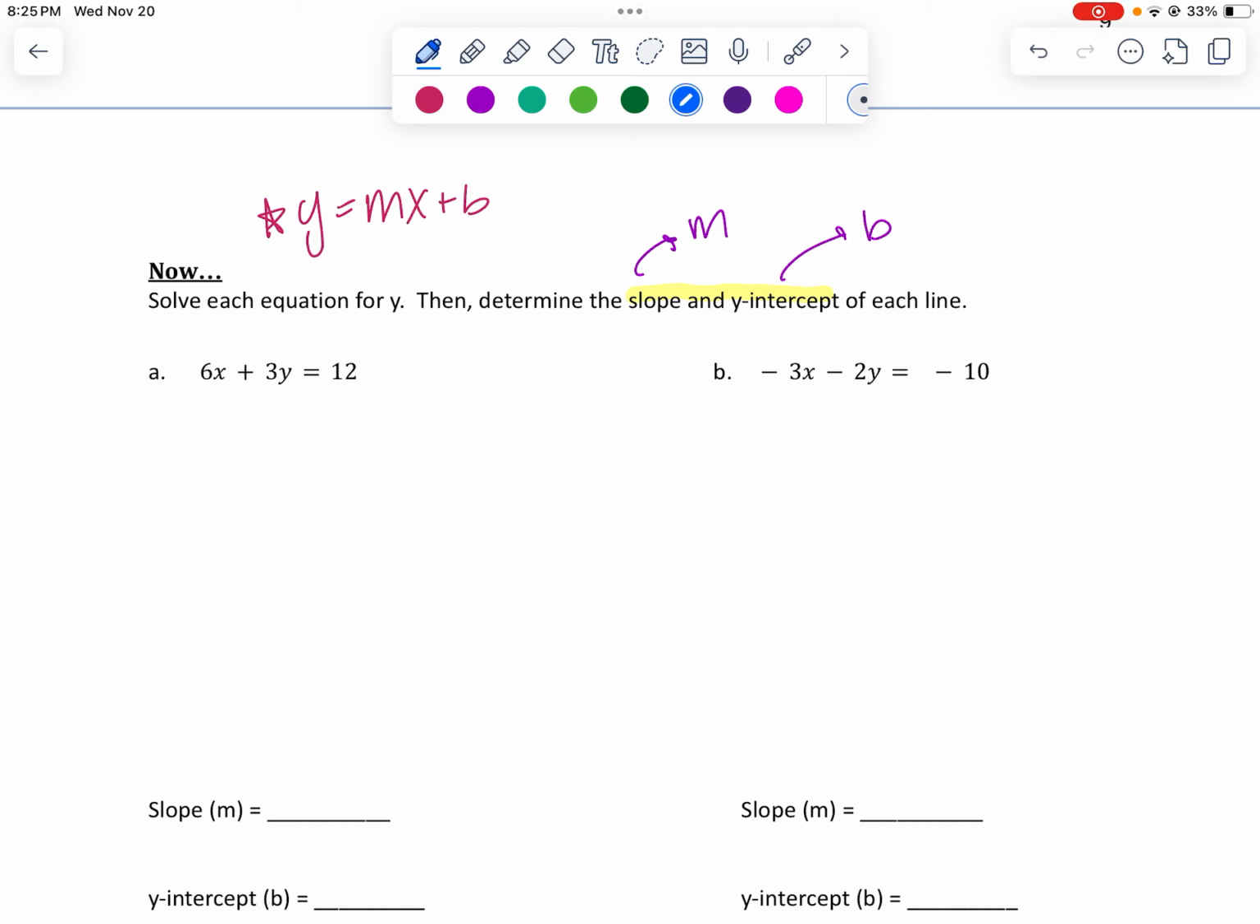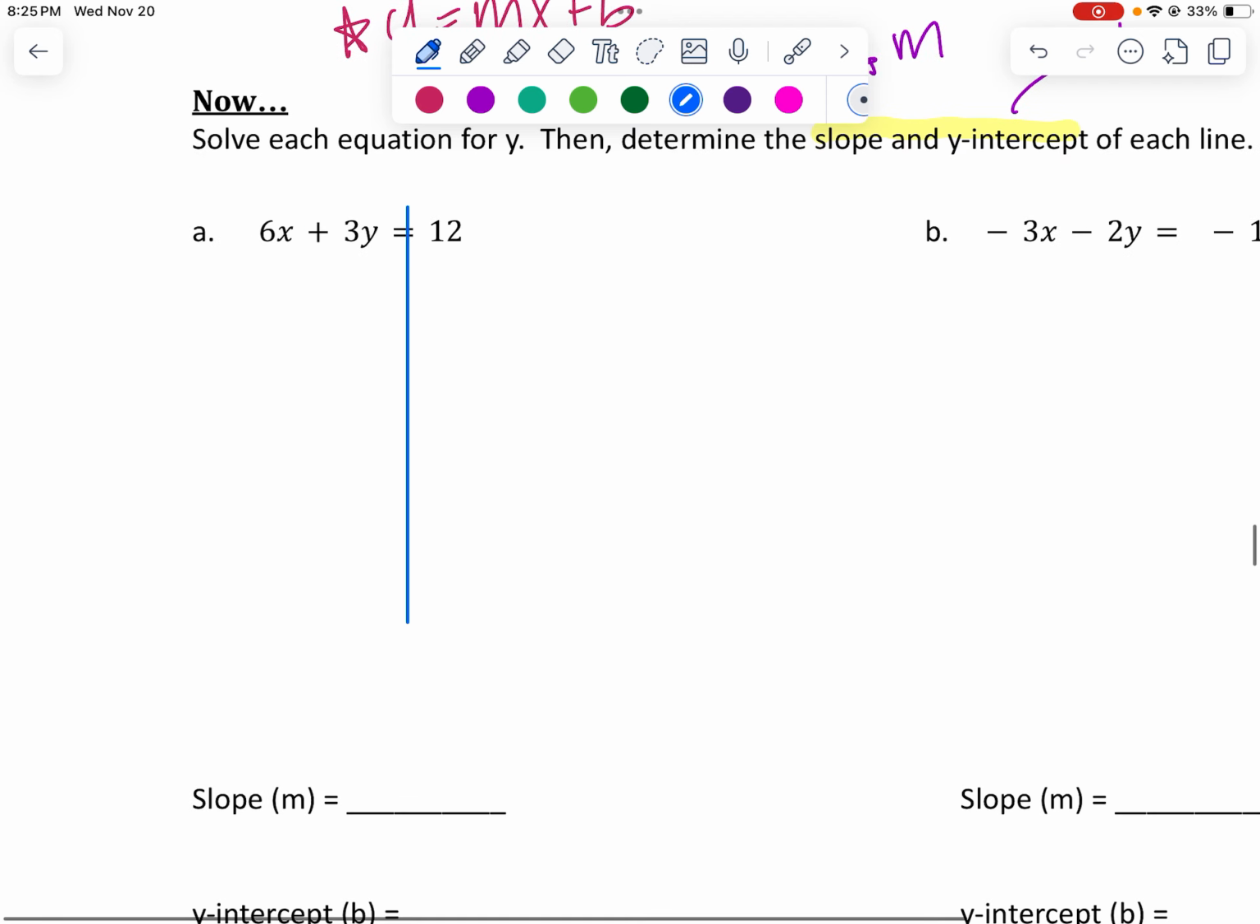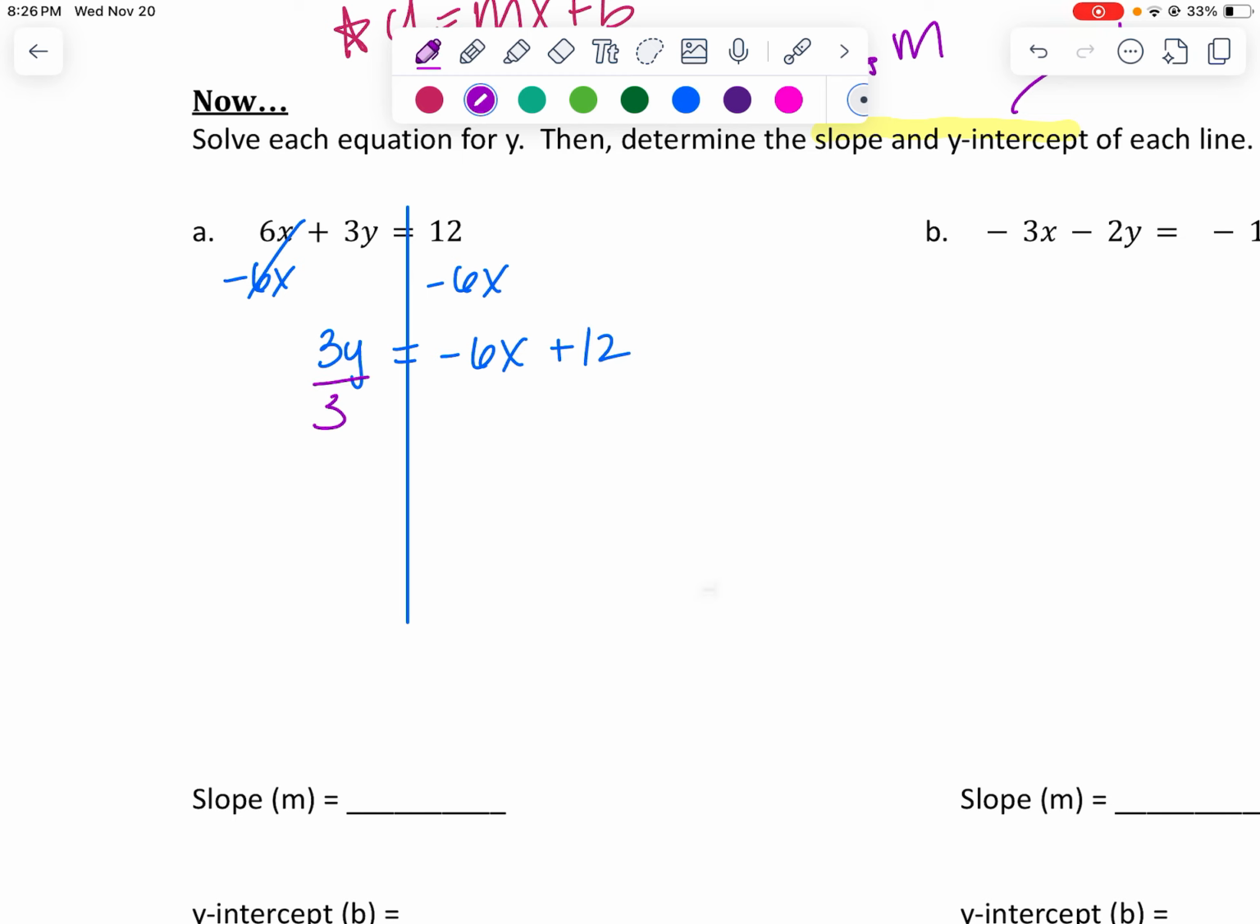Starting with a, it says 6x plus 3y is equal to 12. So I'm going to start with my line in the middle. We know that we have to get the 6x on the other side, so I'm going to subtract 6x from both sides. So we're left with a positive 3y is equal to negative 6x plus 12. Same exact thing, we know that there's a 3 in front of the y, so I have to divide every single thing by 3.